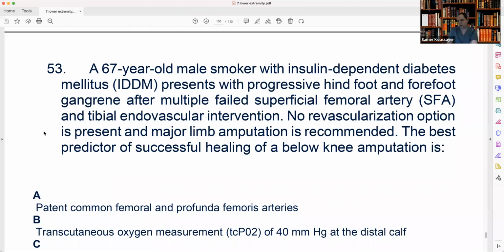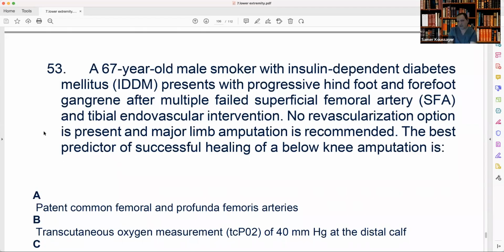So the only way to know the blood flow to the skin is by TcPO2, because all other tests tell you how much flow goes to the muscle; none of them tell you how much flow goes to the skin. You can have good flow to the muscle but have small vessel disease. Then the blood will get to the muscle, but doesn't get to the skin.